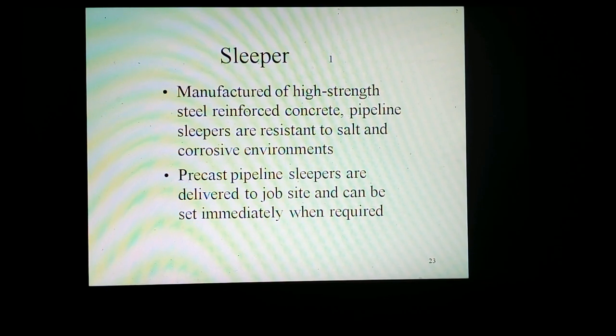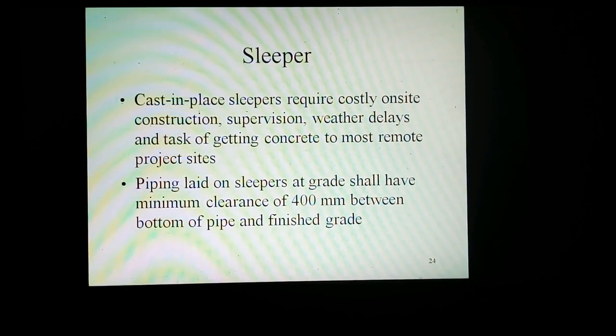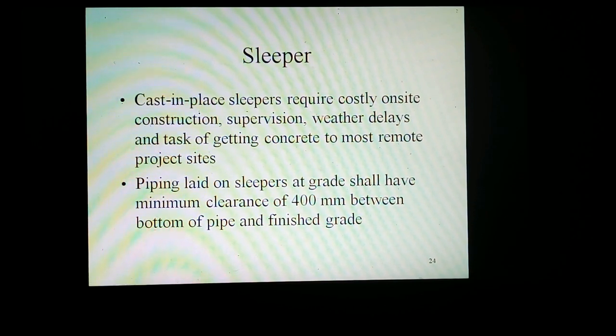With the precast pipeline sleepers, the product is delivered to the job site and can be set immediately when required. The cast-in-place sleepers require costly on-site construction, supervision, weather delays, and the task of getting ready-mix concrete to the most remote project sites. Offshore piping laid on sleepers at grade shall have minimum clearance of 400 mm between bottom of pipe and finished grade.